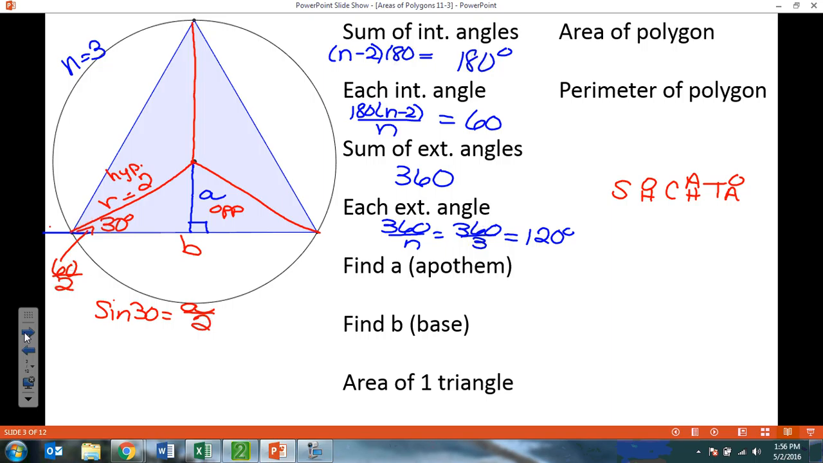So the sine of 30 is 1/2. We take that times 2 and we get, should be 1. Calculator, make sure it's in degree mode. And take the sine of 30, close your parentheses, times 2. Now take it times 2.